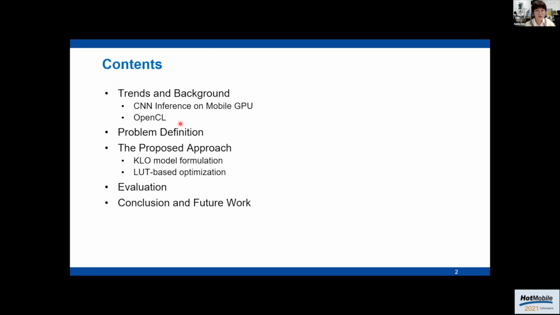I'll first introduce the trend and background. After the problem statement, I'll explain the two proposed approaches to tackle this problem. Then I'll show the evaluation result, followed by conclusion and future work.